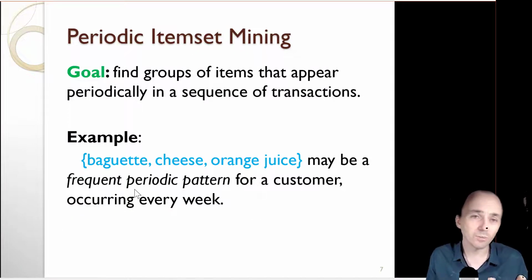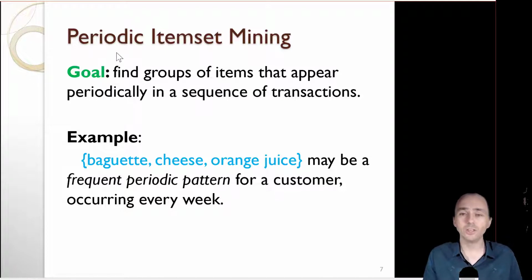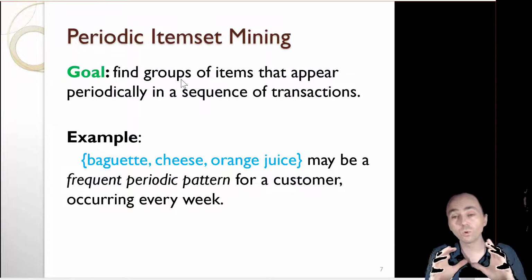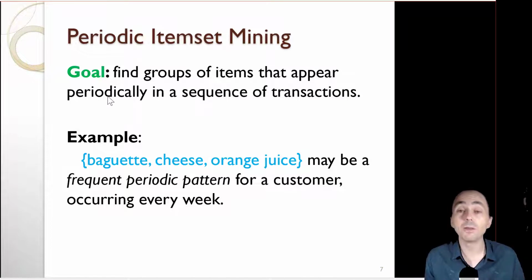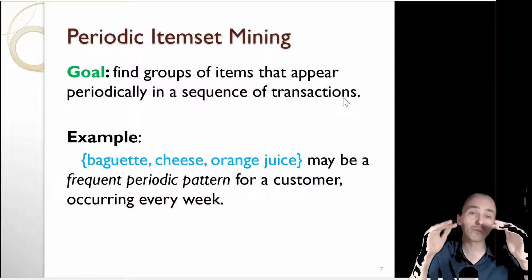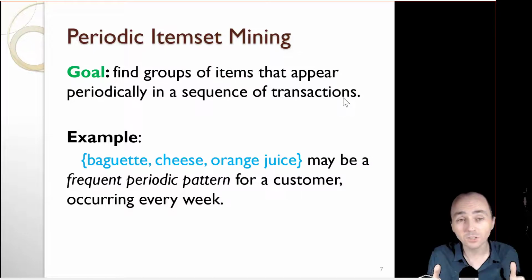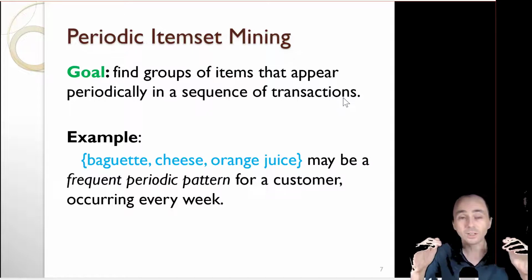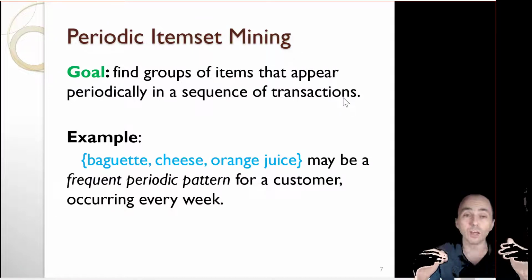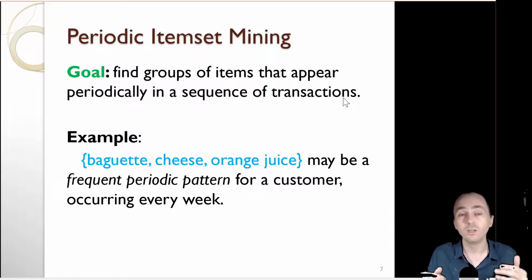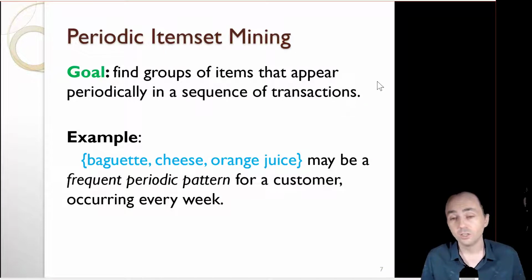So let's define what is periodic item set mining. The goal will be to find some groups of items that will appear periodically in a sequence of transactions. So again, we have transaction, but now we consider the time. We want to find something that will appear over time, will repeat itself over time, like people buy something every week. So for example, maybe we will find that people buy some bread, some cheese, orange, and this will happen every week or every few transactions and so on.